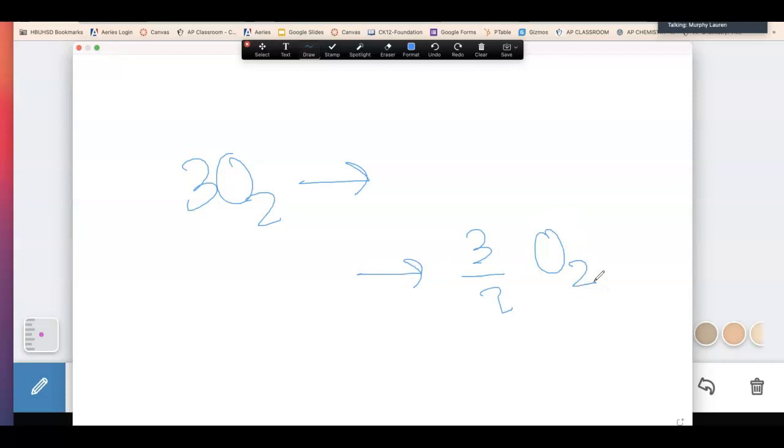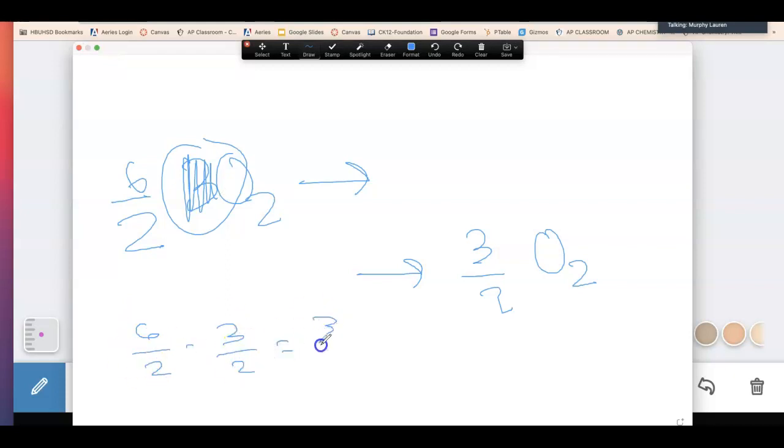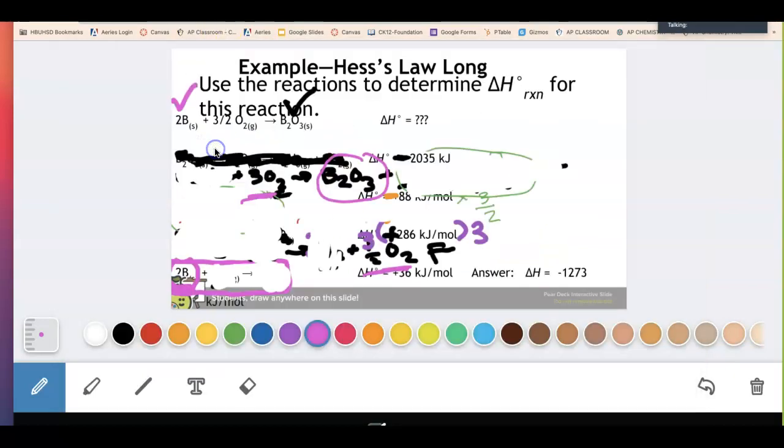For me, I just rewrite this as a fraction so I can see how they subtract, right? Things on opposite sides are subtractive. Well, 3 is the same as 6/2, right? 6/2 is the number 3. So when you're subtracting, this is just easier to see. 6/2 minus 3/2 is 3/2. Oh, that helped. Look at, what is that? 3/2 oxygen. Whew. So this was a hard one.